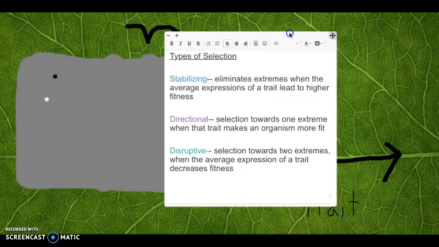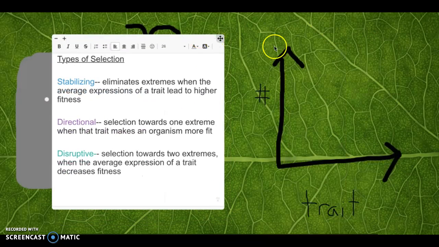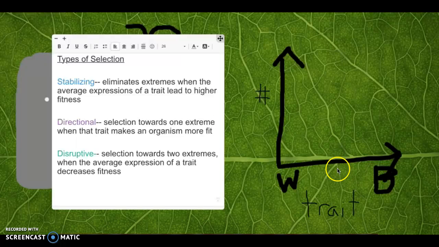What does this look like on a graph? Over here I have a little graph with the trait and the number of organisms in that environment. We have two extremes when we're talking about stabilizing. One of the extremes in our insects was a black color, so I'm going to draw a B. Again, sorry, it's really bad. Our other extreme was white. And those with the average, the middle one, was gray.